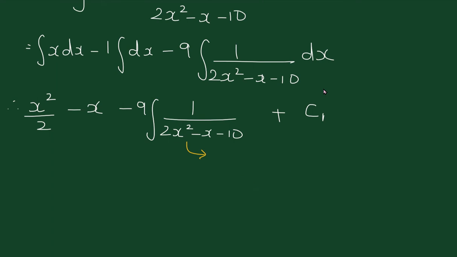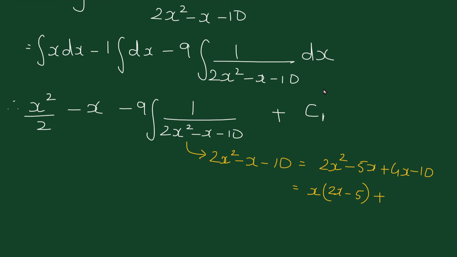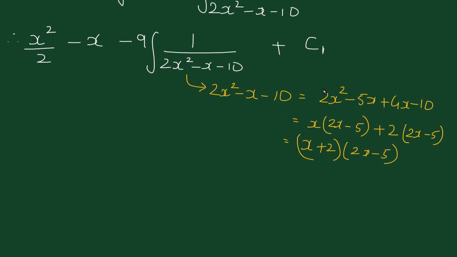So the denominator 2x square minus x minus 10, by splitting the middle term, we get 2x square minus 5x plus 4x minus 10. In this way, we take common. x is common in the first two terms, so x into 2x minus 5, plus, in the second term, 2 is common, so again we get 2x minus 5. So the two factors are x plus 2 and 2x minus 5.